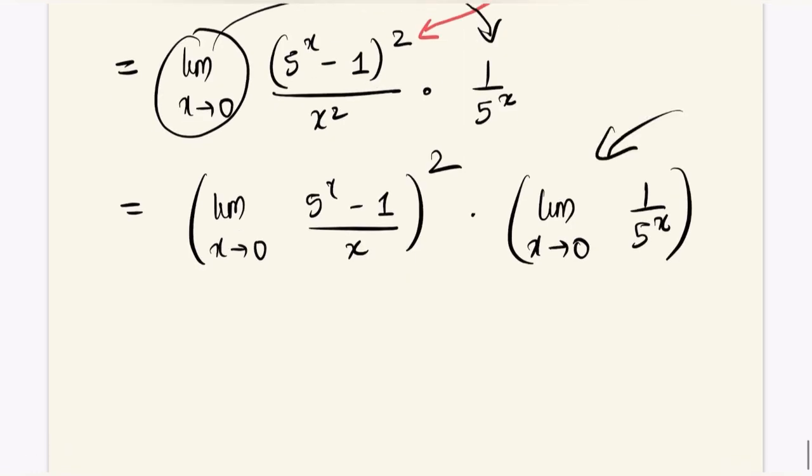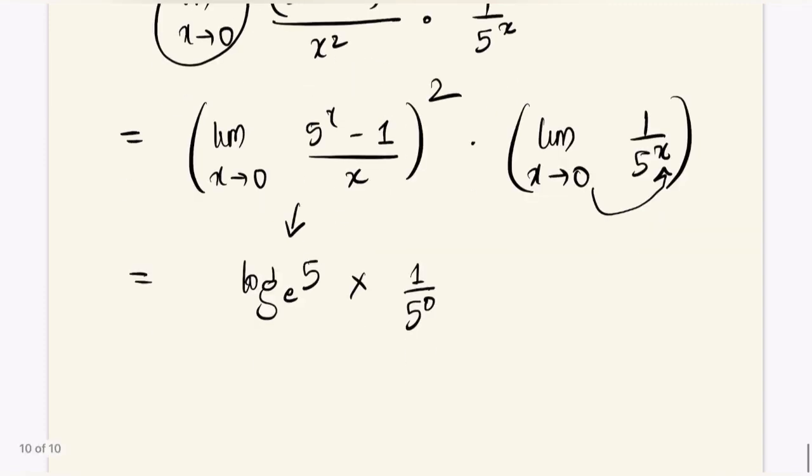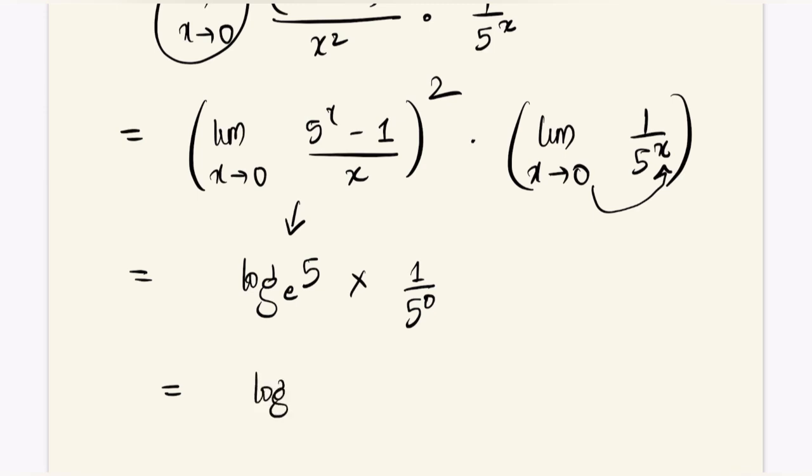This is not a standard formula, but you can just try to substitute 0 in place of x and you will get 1 upon 5 raised to 0. And on this side, the answer is simply log of 5 to the base e. And on this side, it is 1 upon 5 raised to 0. So the answer is log 5 to the base e. Also sometimes written as natural log of 5.